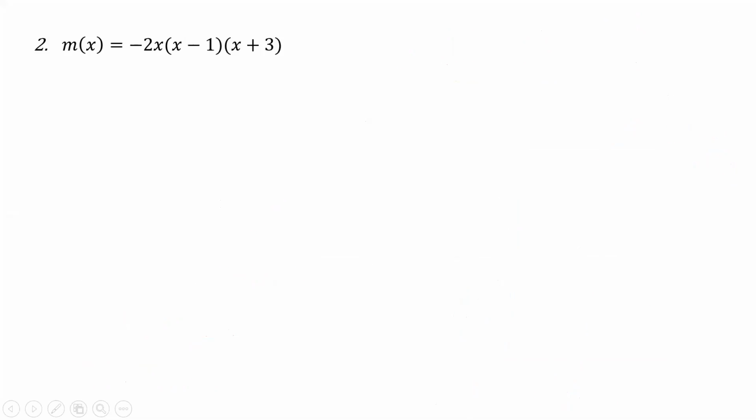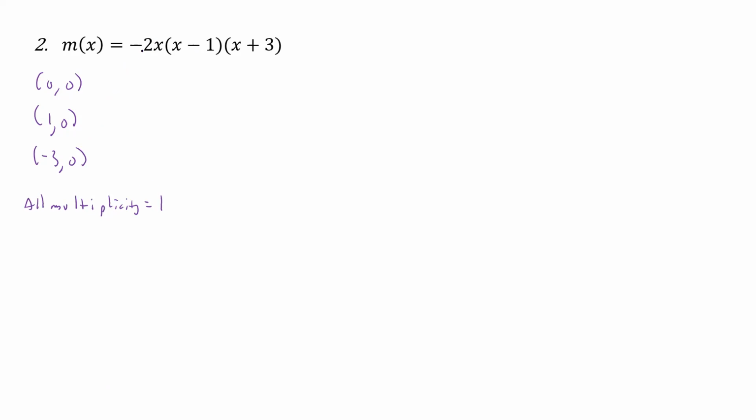Okay, well, let's write our intercepts. So if we set that equal to 0, we're going to get 0, 0. If we set that equal to 0, we're going to get 1, 0. And if we set that equal to 0, we're going to get negative 3, 0. And guess what? They're all multiplicity of 1. Okay, so they're all 1s.